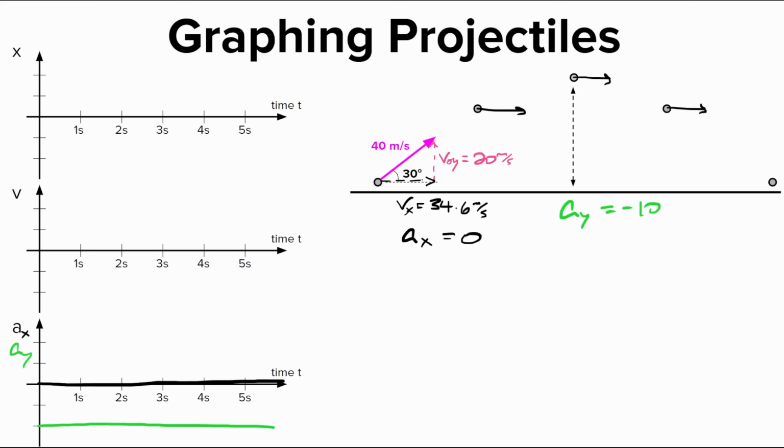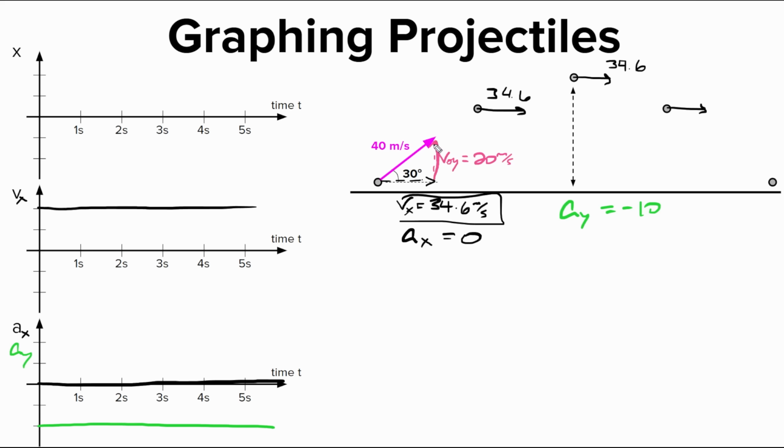What's the next easiest? Probably velocity. How about velocity for the x? I said this is constant. Remember, this is 34.6 the entire path, even at the top. 34.6 all the way down. So, wherever 34.6 is, that's what Vx would be, and it'd be constant. Vy is going to be a little more interesting.